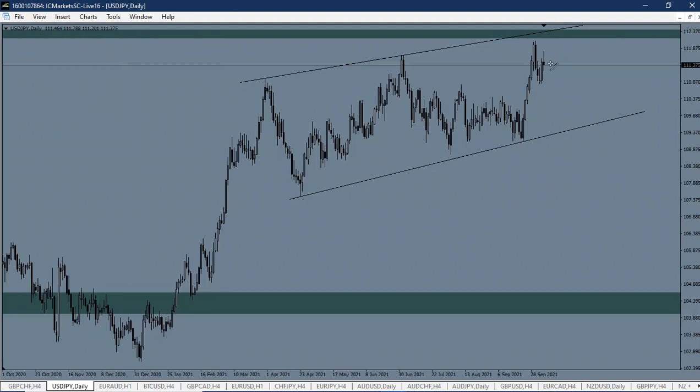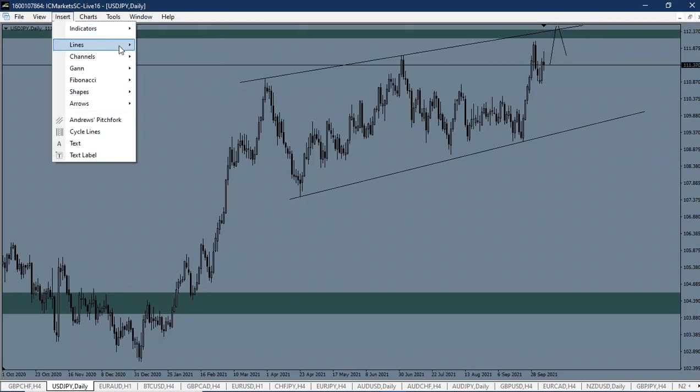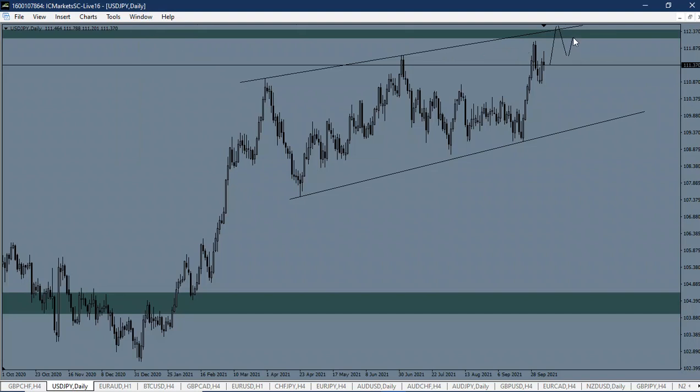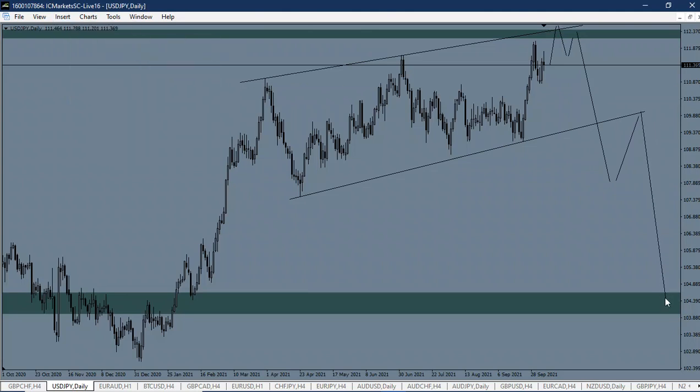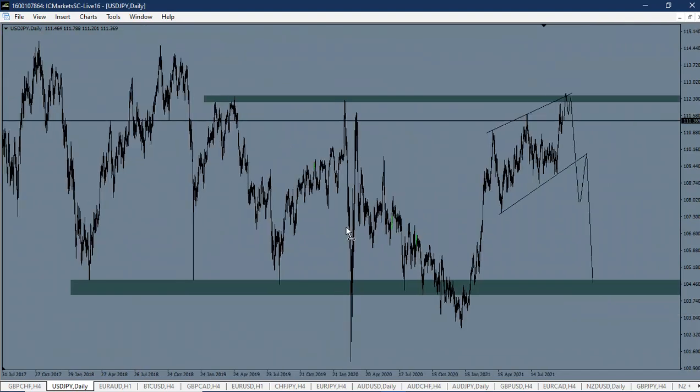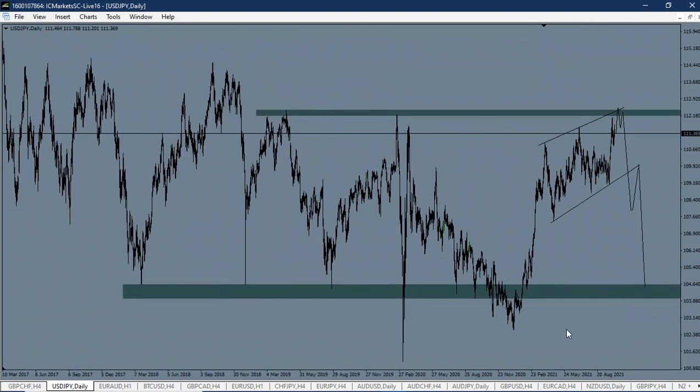So we know we're expecting some form of a structure here, double top or head and shoulders, any type of reversal structure right here on the third touch, and then price will push down, come and retest this zone again properly, and then push towards the downside, retest our rising flag, and then complete our move towards this strong support zone right there.